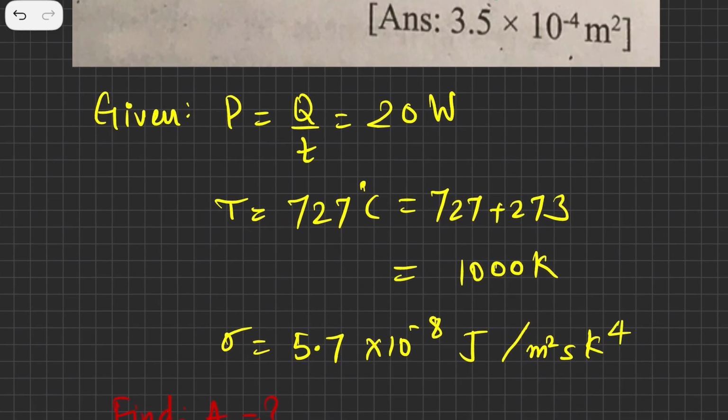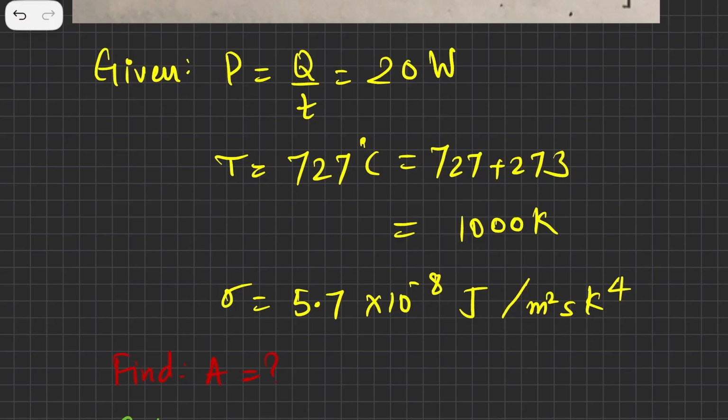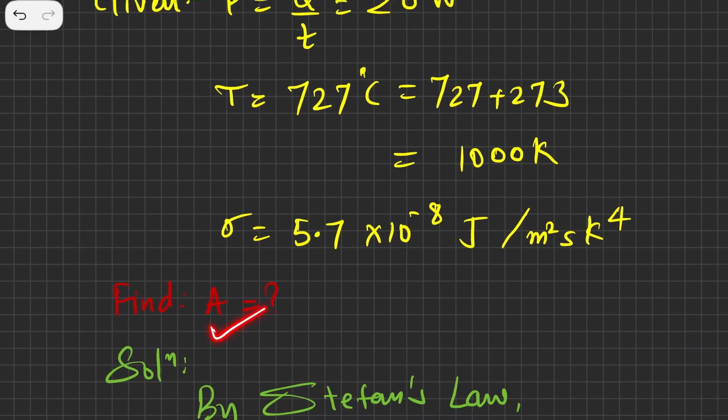I have written in tabular form, power, which is energy upon time, is equal to 20 watt. Watt being an SI unit, I will not touch this. Temperature is 727, that has to be converted to Kelvin. So 727 plus 273 will give me 1000 Kelvin. And sigma is given as 5.7. Actual value is 5.67, but make sure that you use the values which are given in a numerical. So you get 5.7 times 10 raised to minus 8 joules per meter square second Kelvin raised to 4. And you're supposed to find out the area.